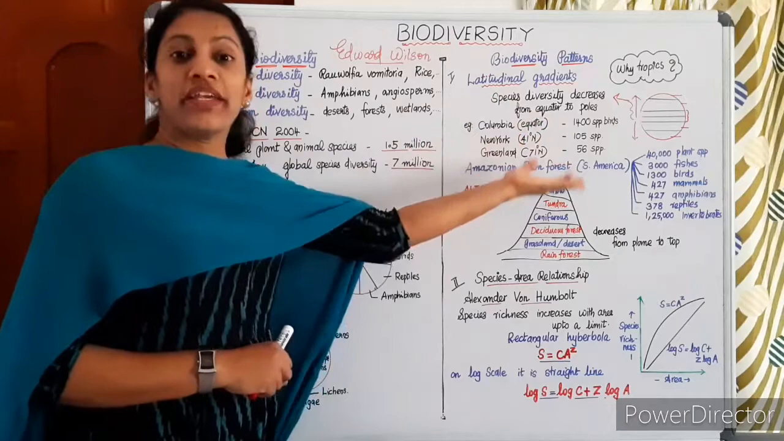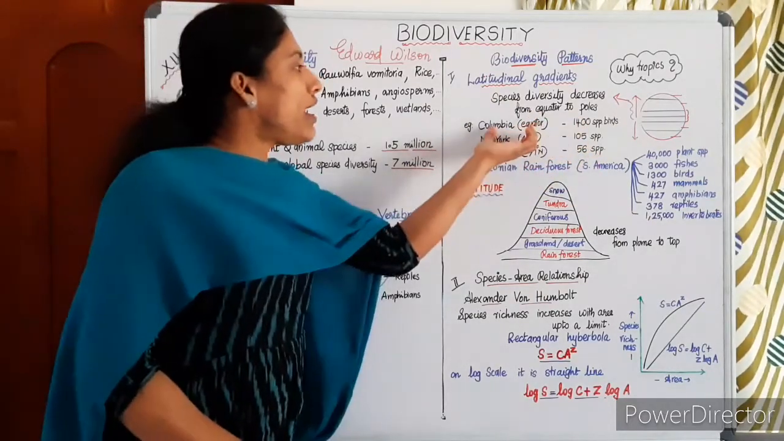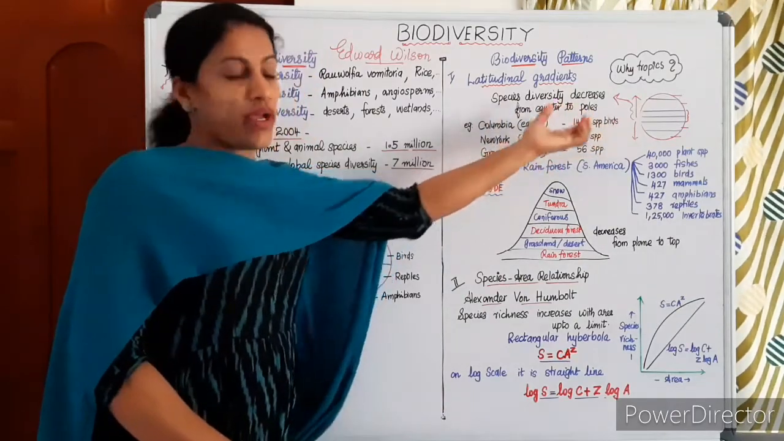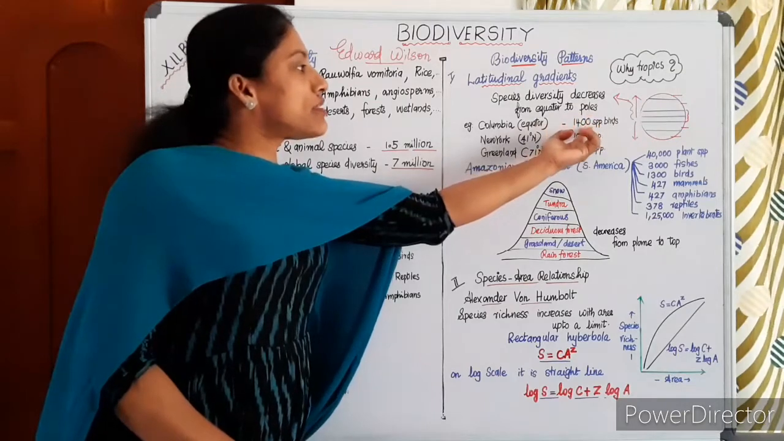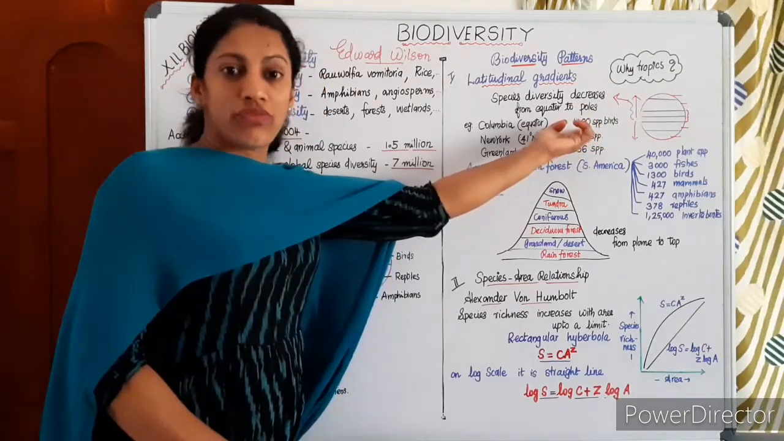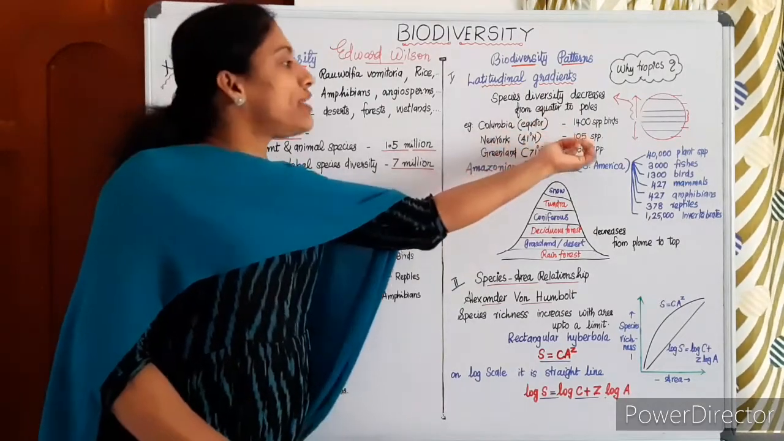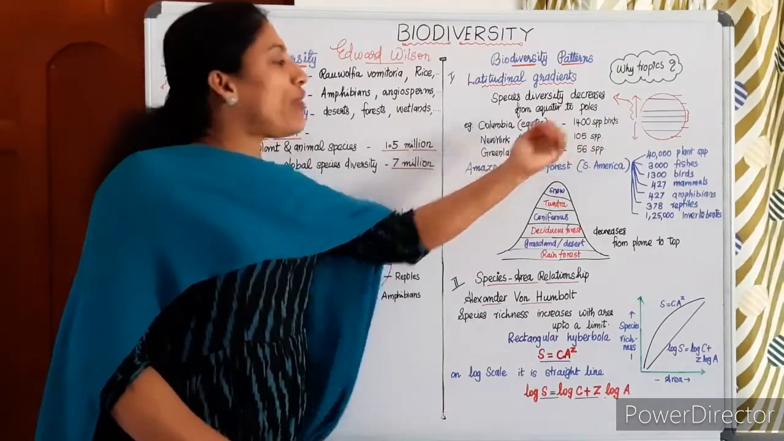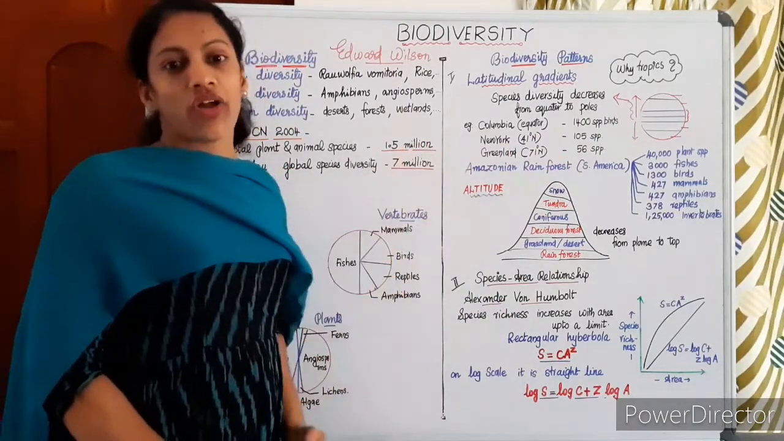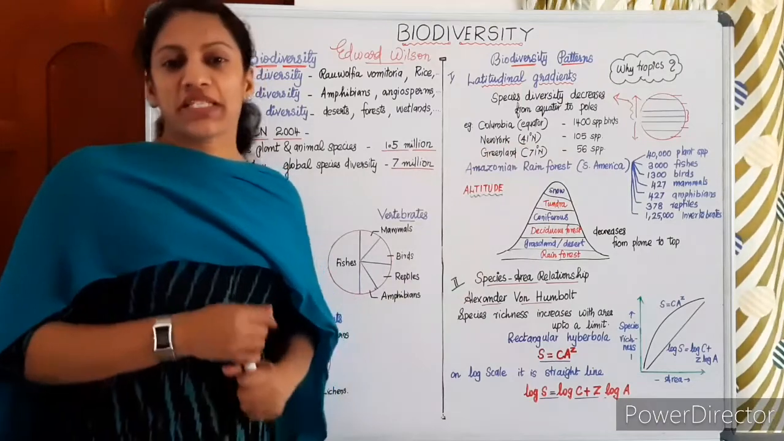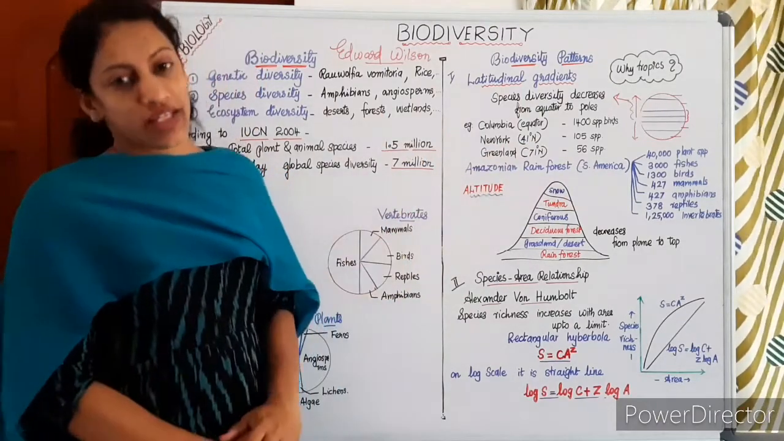Okay, as an example, here is a study on bird diversity. Near the equator, a place like Colombia consists of about 1,400 species of birds, whereas New York, at 41 degrees north, inhabits just 105 species of birds, and Greenland, at 71 degrees north, has only 56 species of birds. That means it goes on decreasing from the equator to the polar region.